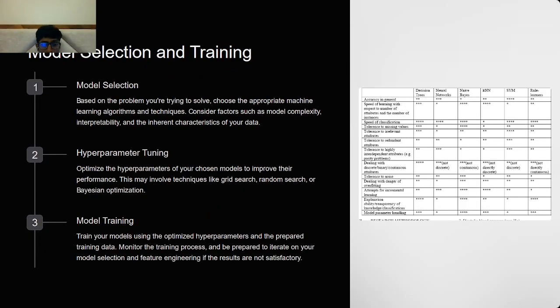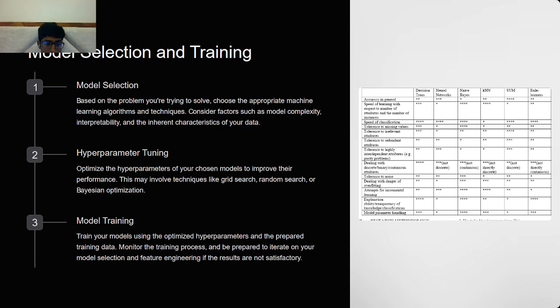Model selection and training. Model selection: based on the problem you're trying to solve, choose the appropriate machine learning algorithms and techniques. Consider factors such as model complexity, interpretability, and inherent characteristics of your data. So, model selection plays an important role because by selecting an appropriate model, you get the desired output for the tasks to be done by the end users, considering factors such as complexity, interpretability, and the inherent characteristics of your data.